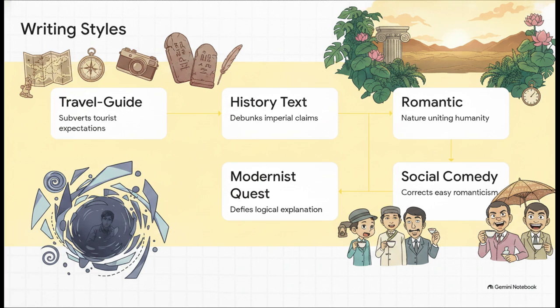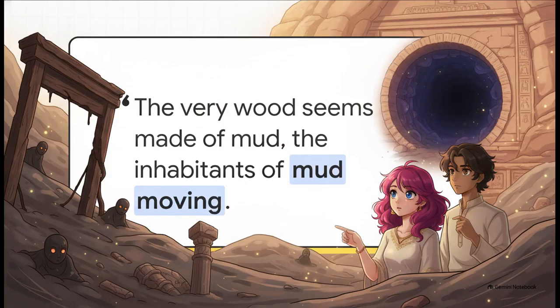Let's take a closer look at how the other 3 styles actually work on the page. Take the opening. It reads almost exactly like a standard travel guide describing the town of Chandrapur, but Forster totally subverts tourist expectations here. Instead of pointing out grand architectural sites, he focuses on ineffective temples, dirt, and rubbish. He writes, "The very wood seems made of mud, the inhabitants of mud moving."